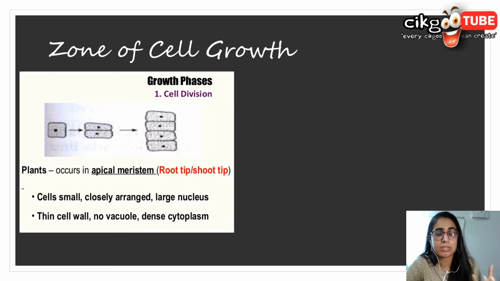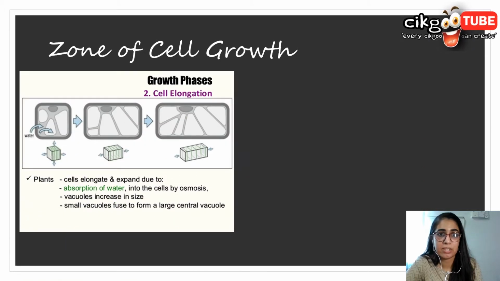Now, as new cells are being formed, the cells which have been formed early are pushed to the zone of cell elongation. Okay, I will show you more pictures. Now, in the zone of elongation, or we say enlargement, plants usually increase in size due to the absorption of water into the vacuoles by osmosis. And this process is actually called vacuolation.